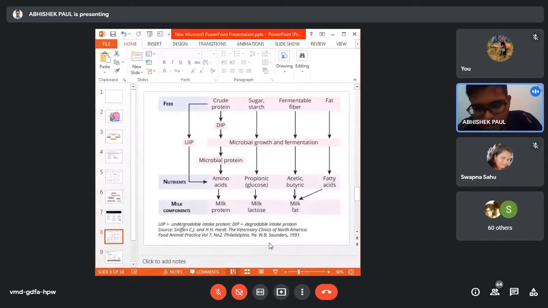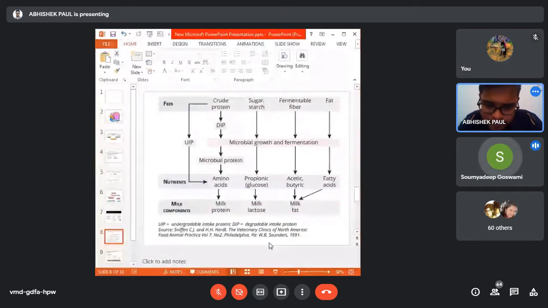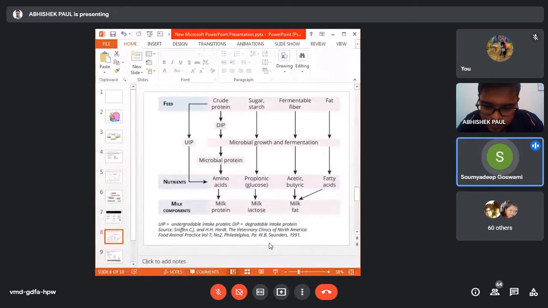Now if I ask you how to get more milk with more fat, both at a time, how can this be achieved? Any idea? Sir, by increasing the content of roughage and concentrate in the diet.